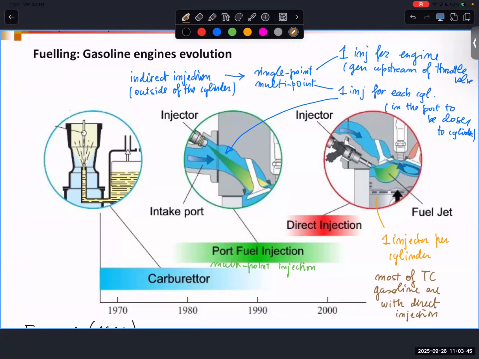These last two configurations are quite common even nowadays. Port injection is less expensive and generally coupled with natural aspiration. Direct injection is more expensive, generally coupled with turbocharging.